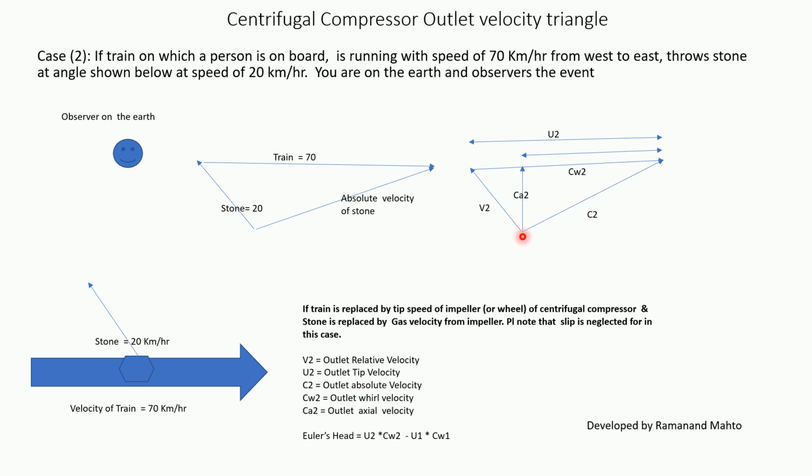So how can this be written? V2 is the stone's relative velocity and U2 is the outlet tip velocity. C2 is the outlet absolute velocity, and it has two components. One is CA2 which is the axial velocity, and the other is CW2 which is the whirl component of velocity. So the Euler head can be written as U2 into CW2 minus U1 into CW1 for the compressor.